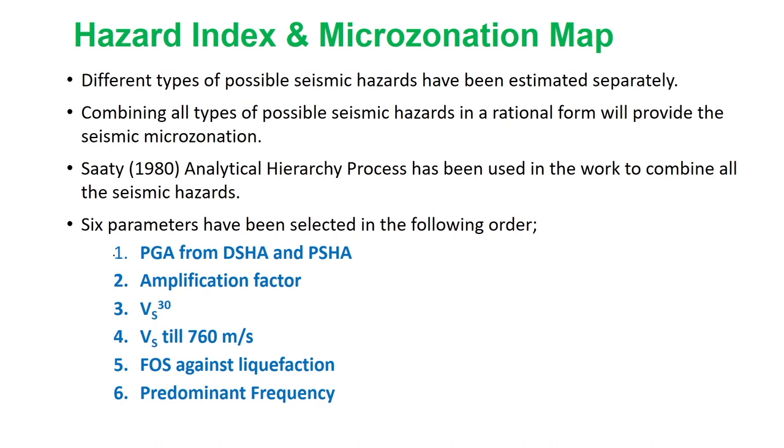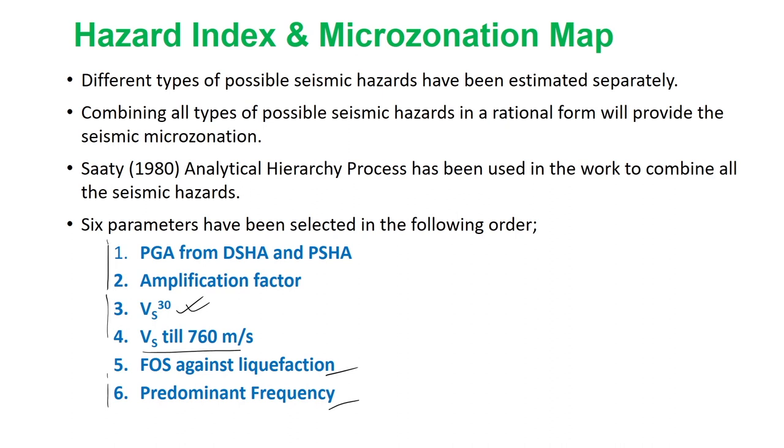which will give you the collective effect of PGA value, amplification, and average 30 meters soil classification. An additional parameter we took into account here is, based on 760 meters per second, we identify the regions which belong to a relatively stiffer medium. Then factor of safety against liquefaction and predominant frequency. So, basically 6 parameters have been identified which can affect the surface scenario during a particular earthquake.